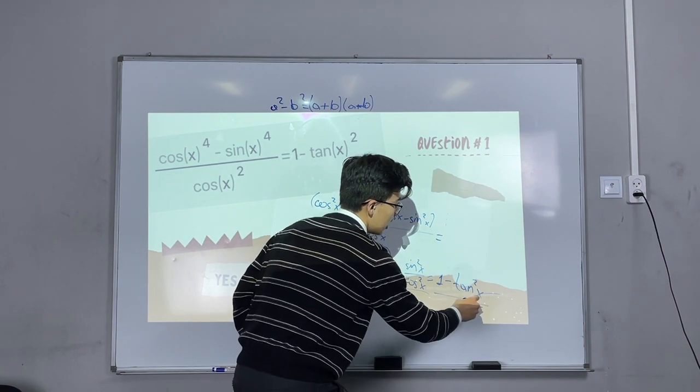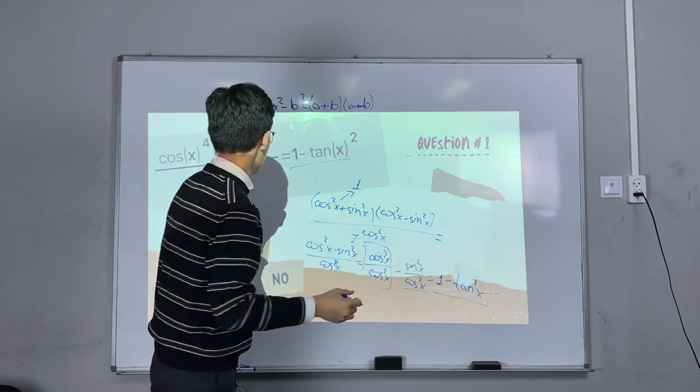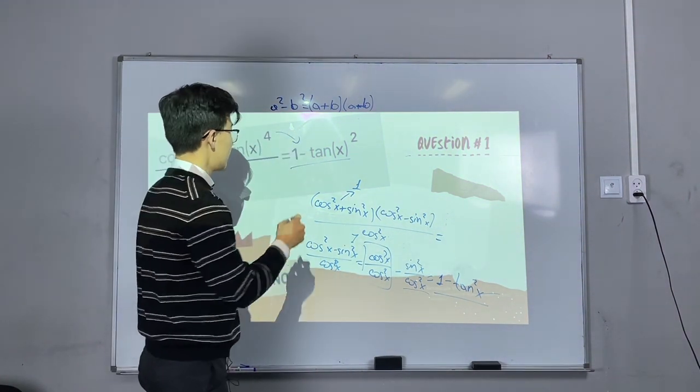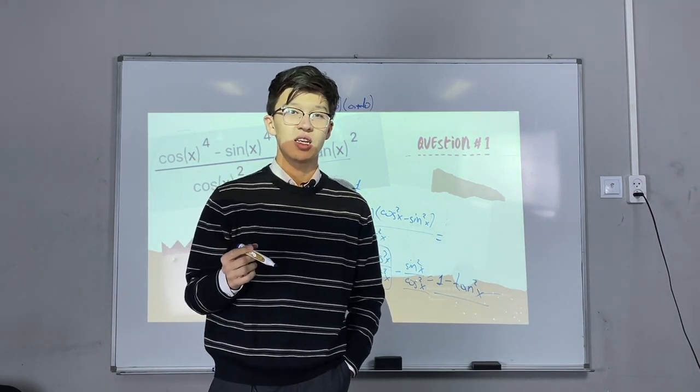And this is our left side, and this is our right side. And here we proved that we get from the left side the right side of our trigonometric identity.